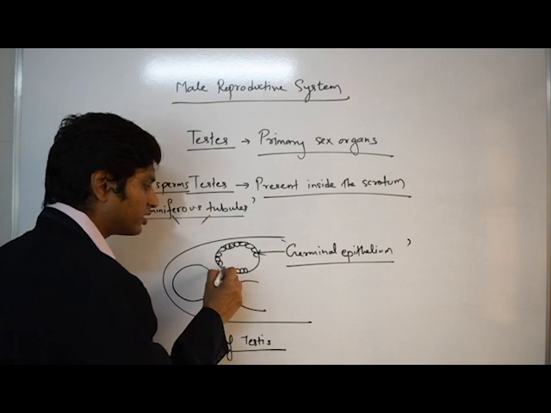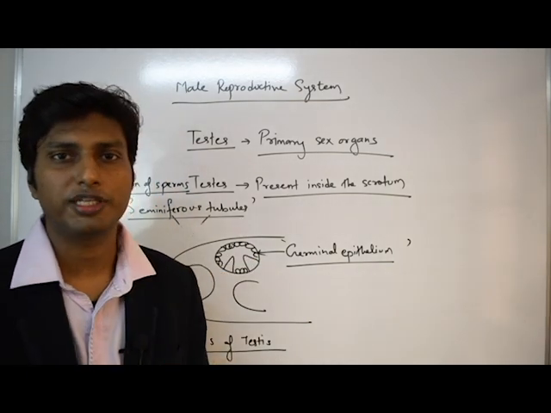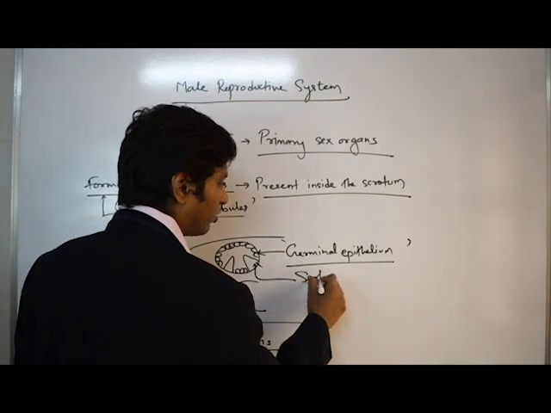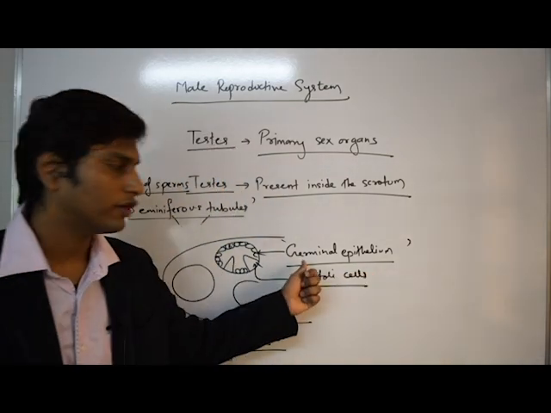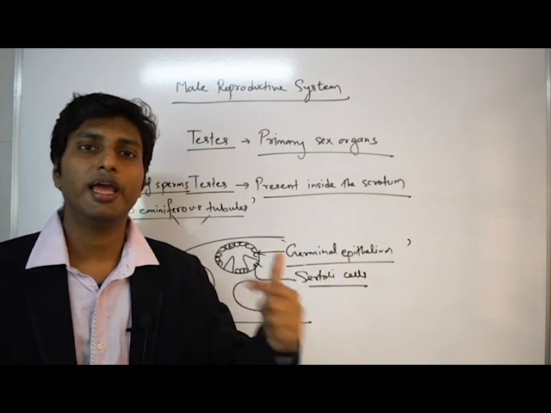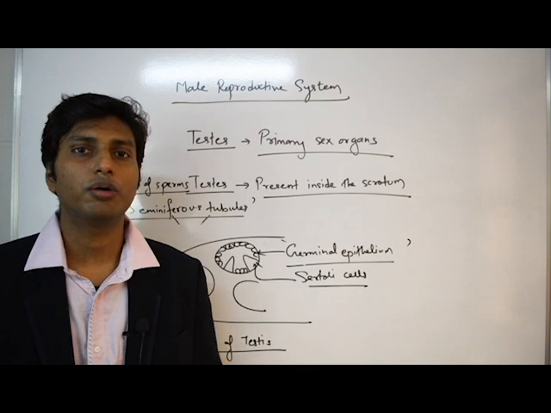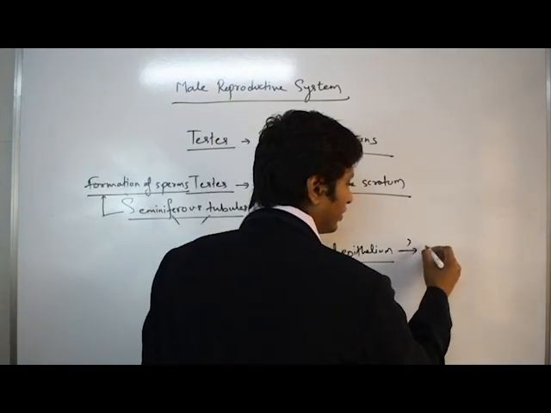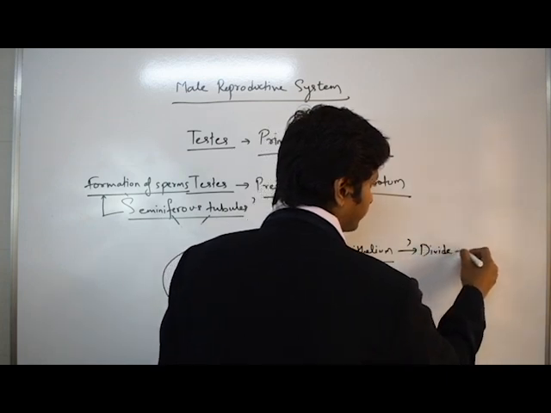Now in between these germ cells there are special triangular cells, or you can say cone shaped cells. These are called Sertoli cells. So what is the role of germinal epithelium? What is the function of germ cells? Germ cells are going to divide and redivide, and ultimately form sperms.